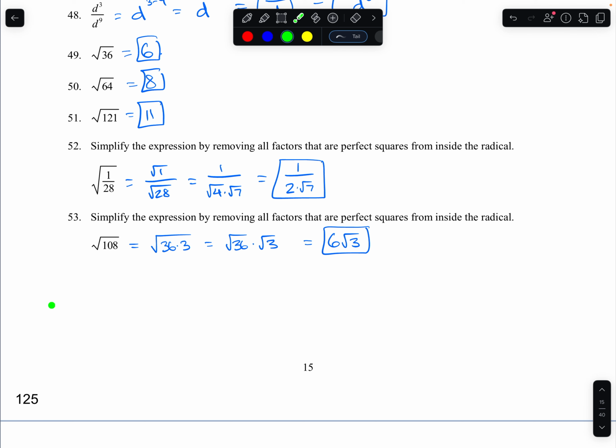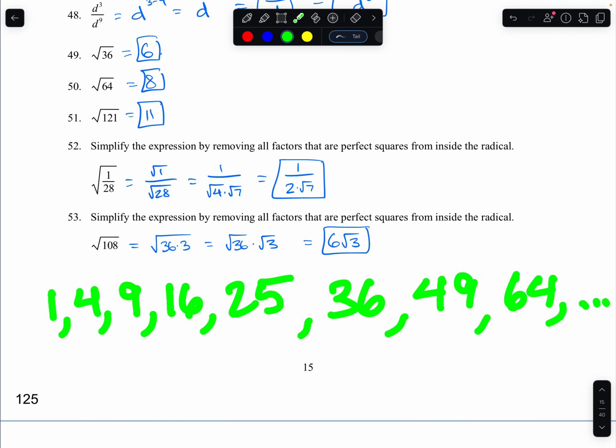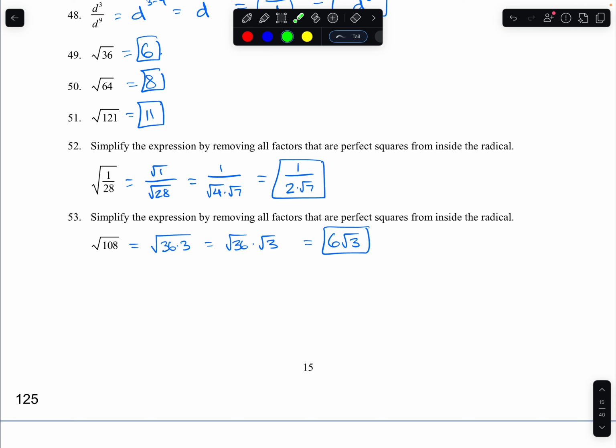Remember, our perfect squares are, well, 1 times 1 is 1, 2 times 2 is 4, 3 times 3 is 9, 4 times 4 is 16. And I could keep going as far as we need to. But we want the biggest number in that list that's a factor of 108, and that happens to be 36. We don't want to just factor 108 any way we want.